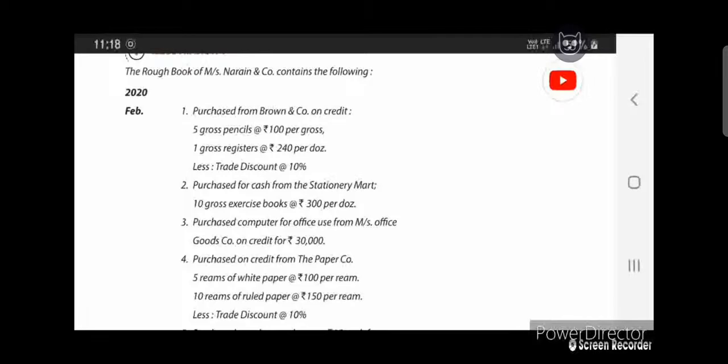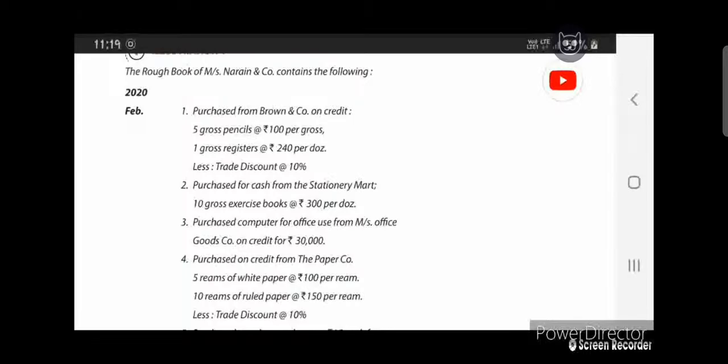The first one is a purchase from Brown and Corporation on credit. They have purchased 5 gross pencils at rupees 100 per gross, and 1 gross register at rupees 240 per dozen. They have purchased these goods first, and they have given a 10% trade discount.